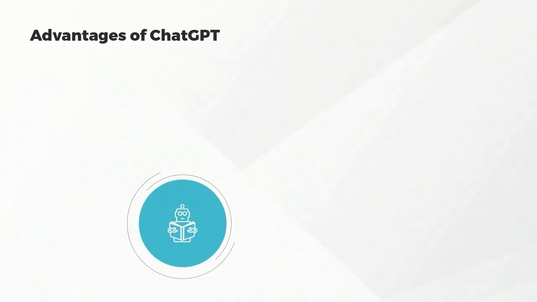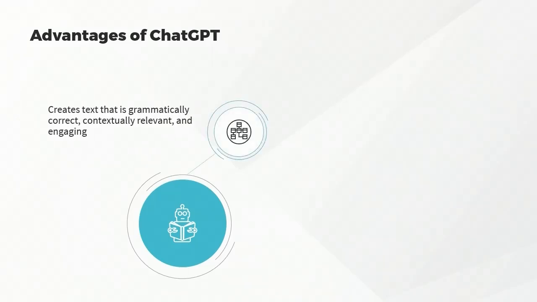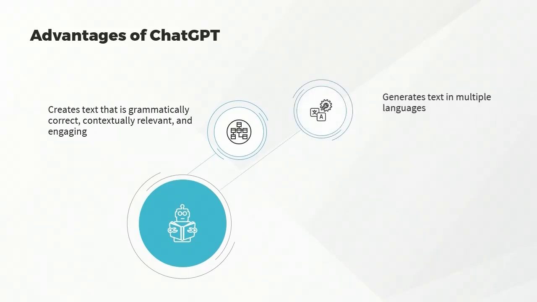Let's now explore some of the main advantages of ChatGPT. ChatGPT has the potential to revolutionize the way we communicate with machines, making interactions more natural and seamless, and improving the overall user experience. It can create text that is not only grammatically correct, but also contextually relevant and engaging, making ChatGPT ideal for a wide range of applications.